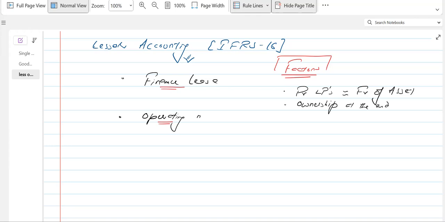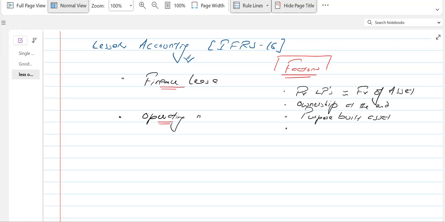Other factors were, for example, whether it is a purpose-built asset, or you can say a specialized asset, which is made for the lessee. And other than the lessee, there is no other use of the asset.